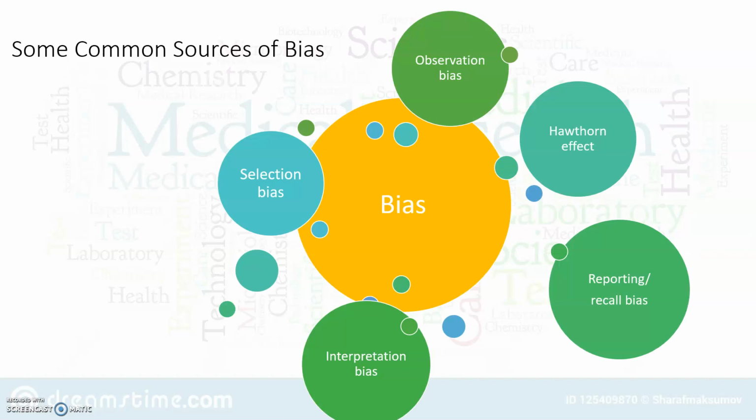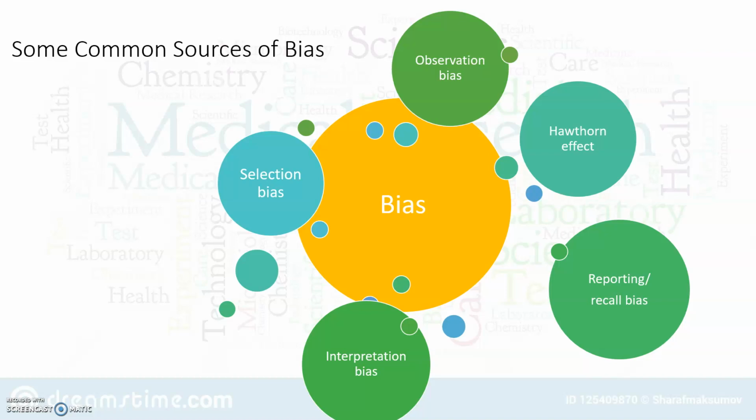And here are some common sources of bias. The Hawthorne effect is just the fact that once somebody knows they're being observed, their behavior changes. And therefore, when you're doing an observational study, you have to be very aware of that. Observational bias is really about the subjectivity of the interpretation of what you are seeing. Reporting and recall bias is a real big problem with retrospective data, in that when you ask people to think back on what happened, it's very much colored by their subjective view of the matter.